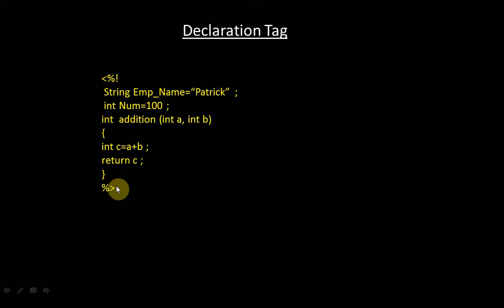And see, at the time of closing the declaration tag, we are not again using exclamation symbol. We are just closing it with percentile and closing angular bracket. So again, see the syntax. The declaration tag starts with angular bracket, percentile, exclamation, and once you are finished with your declarations, you are supposed to close it by writing percentile and greater than symbol, that is your closing angular bracket.